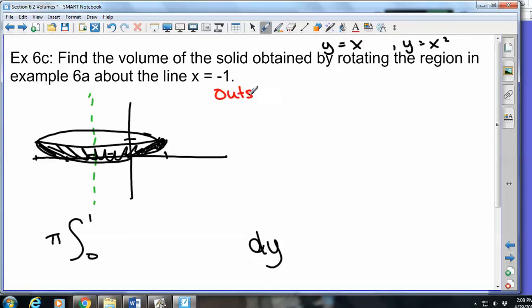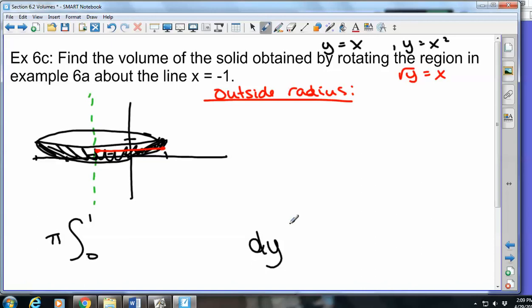Okay, so let's talk about the radius. So outside. We agree that this is circular, right? So the outside radius, if you are starting at -1 and going out, the outside one is the parabola, the x squared. I would have to solve this so it was in terms of y though.